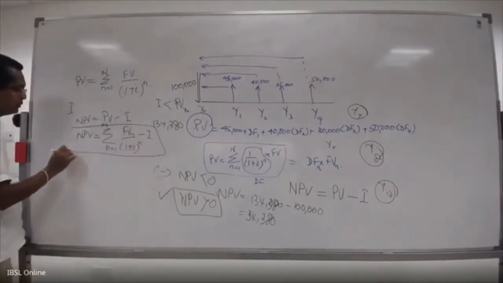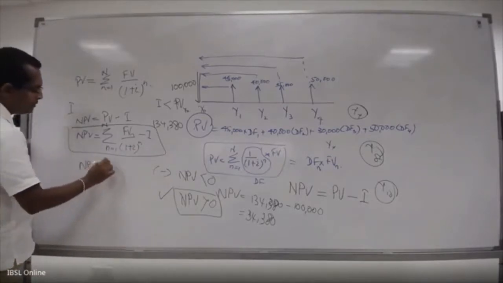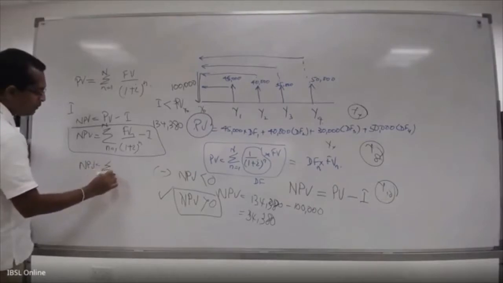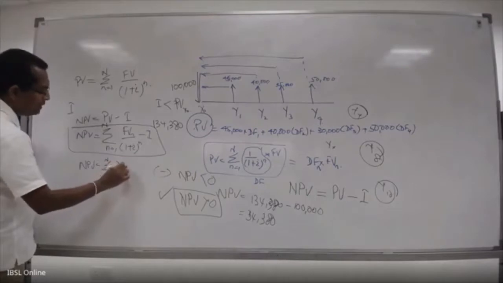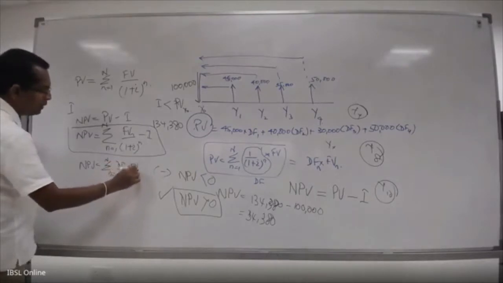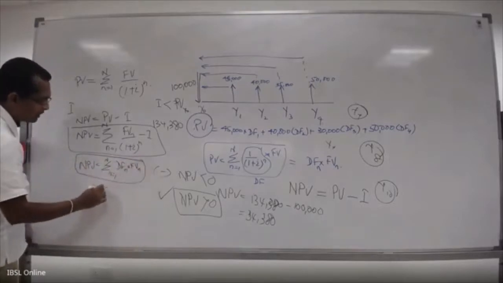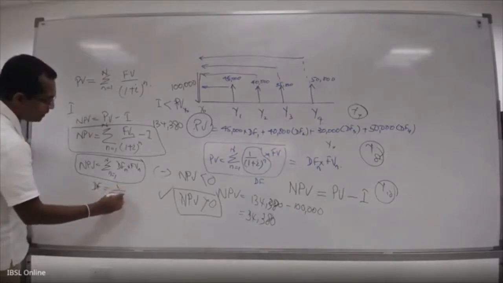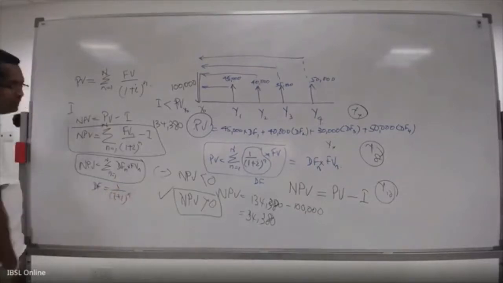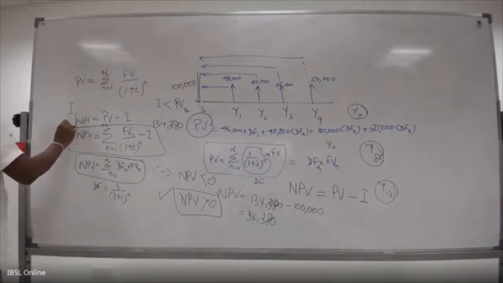So net present value equals sigma n equals 1 to capital N, discounting factor n into future value n, right? Discounting factor equals 1 upon (1 plus I) to the power n. This is the entire lecture. Net present value is what we are discussing today.